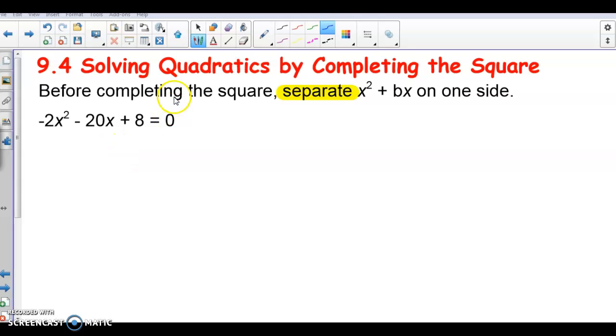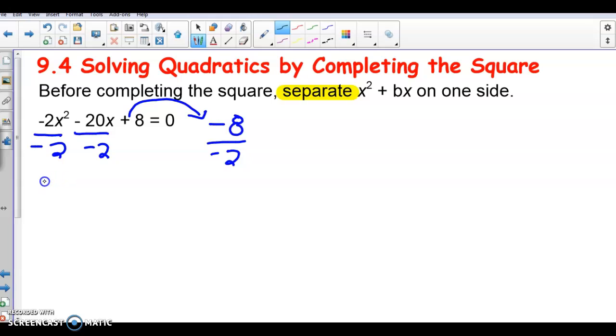First, move that 8 over, so it will become -8. There you go. And then you have to remove the -2. Since it was multiplied to x squared, you have to divide it. But you gotta be fair to everything. Whatever you do to the first quantity, you also have to do to the other ones. So divide all of them by -8. Now your resulting equation will be x squared plus 10x is equal to 4.